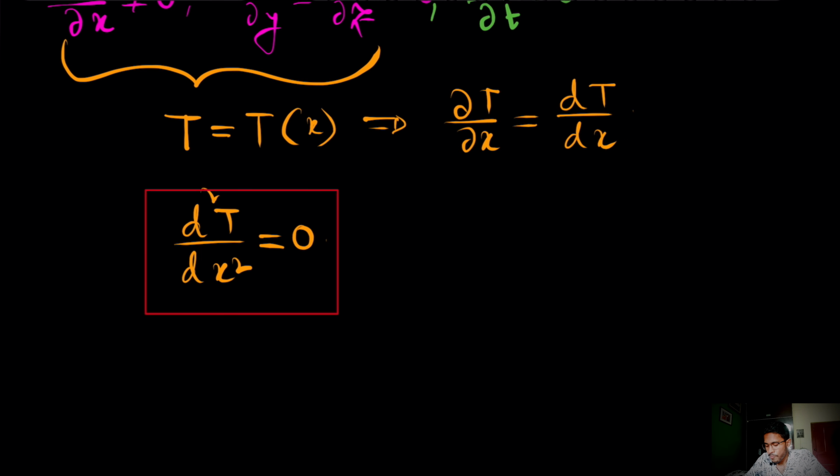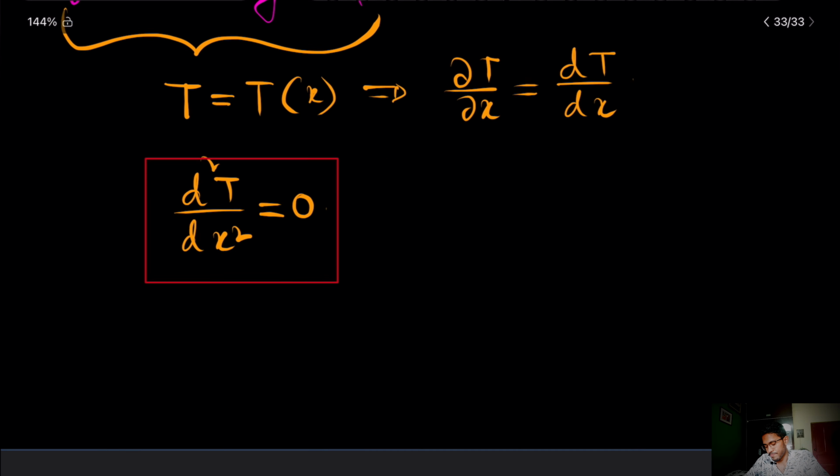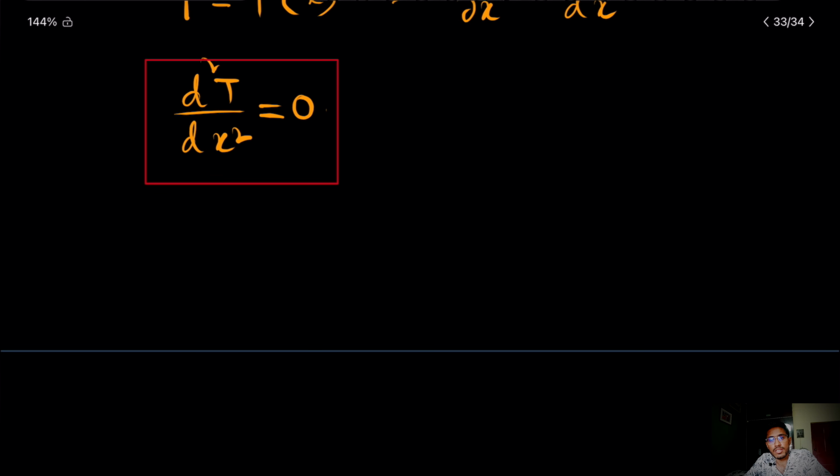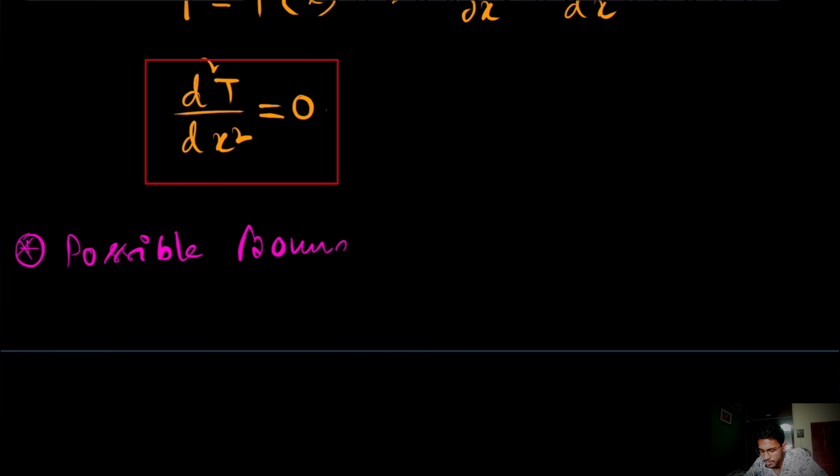Now one thing is missing in the problem, that is the boundary conditions, right? Here it is a second order differential equation. That means how many boundary conditions do I need? Two for space. So let us see how many boundary conditions are possible. How many boundary conditions can there be in the question? Possible boundary conditions.